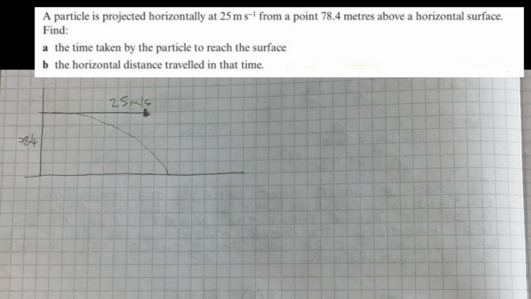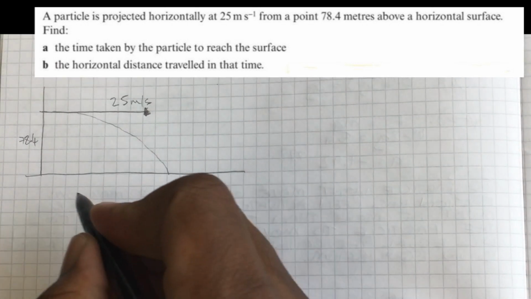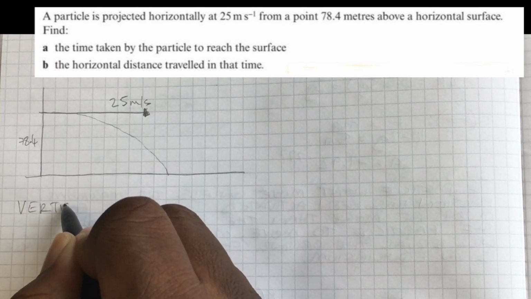I've drawn the initial line of projection and I've labeled that as 25 meters per second. I've also drawn a flight path for this projectile, showing and demonstrating that it is going to fall to the ground over time. Okay, we can make a start on trying to respond to the question. Find the time the particle takes to reach the surface. Well, the object moving towards the ground is vertical motion. So we'll just look at the vertical components of the motion that we have here.